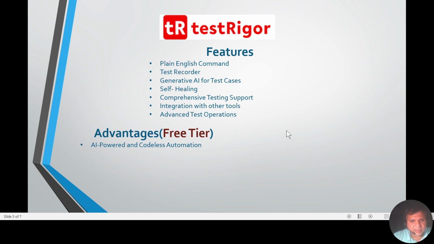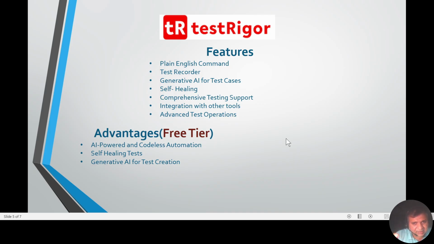So first is the AI powered codeless automation. TestRigor allows users to write tests in plain English language, which is very useful for non-technical users. Second one is the self-healing test. It does not rely on locators. Instead, it identifies the element by their name, location, etc. Third one is the generative AI for test creation.